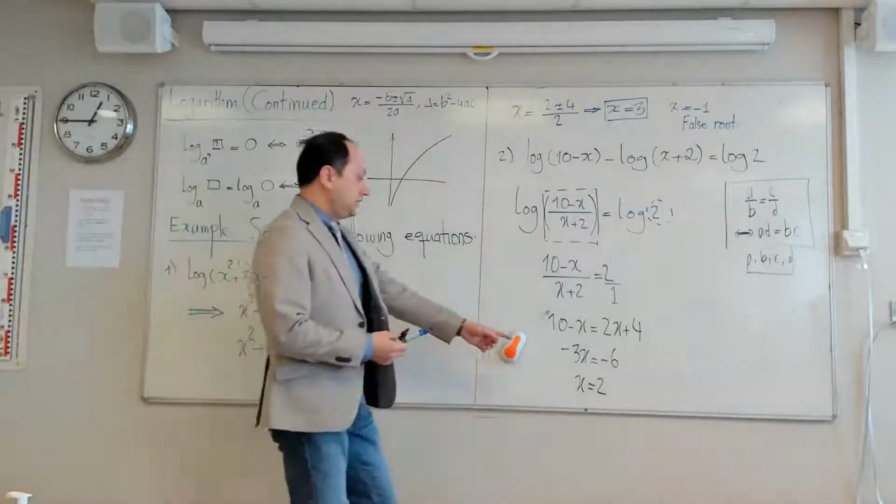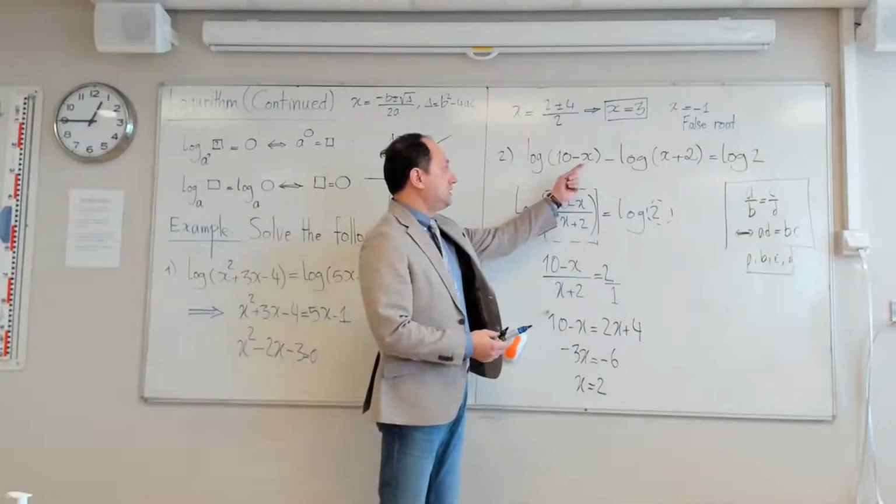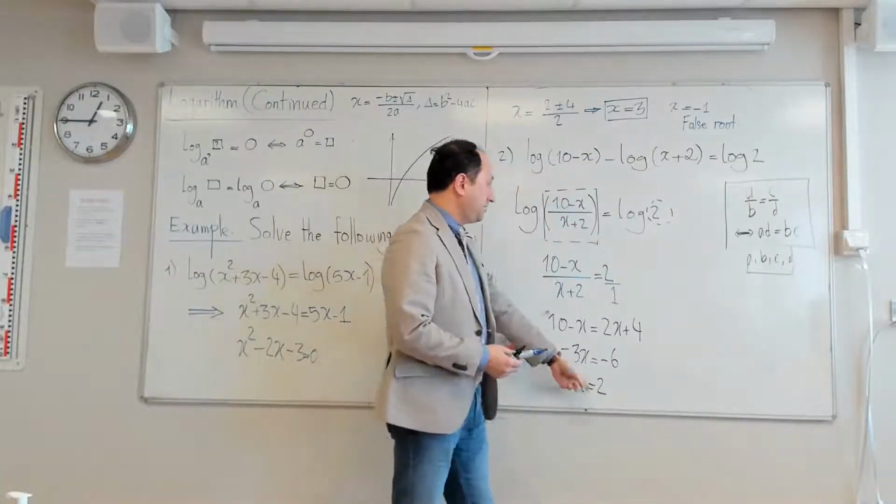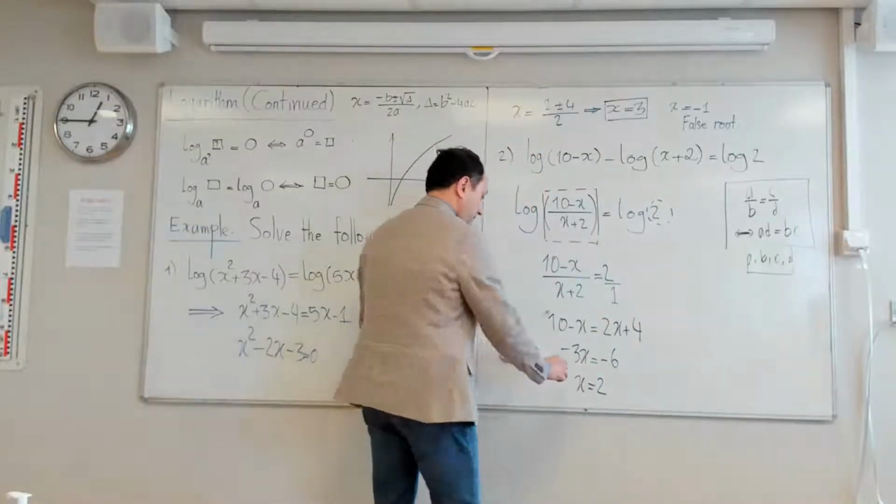But is 2 acceptable or not? When I put 2 in the original equation, it is 8. There's no problem here. If I put 2, it's 4. That's okay. So that's acceptable.